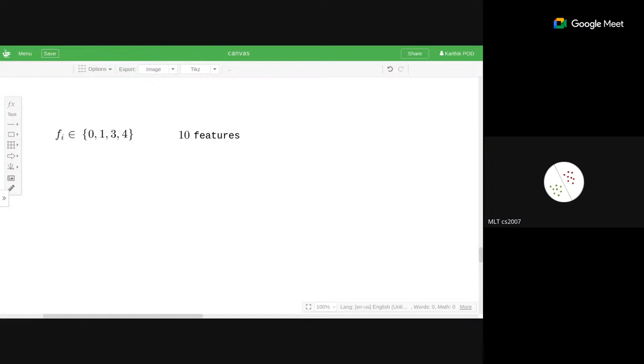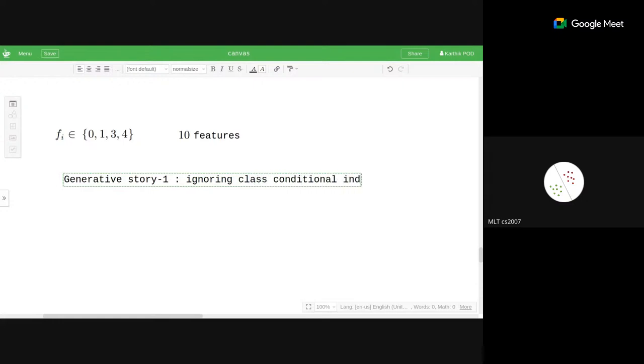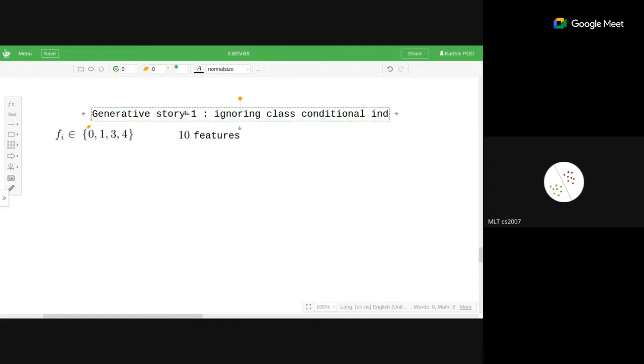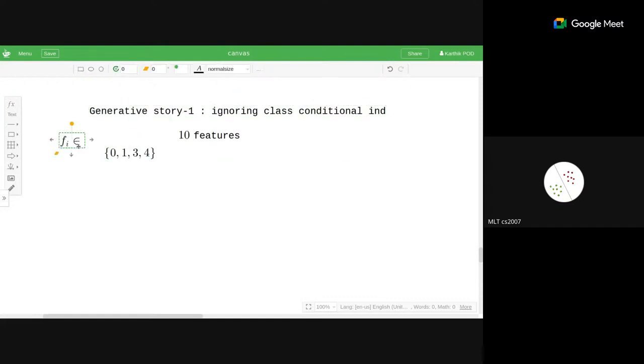Okay, so if you have to use the first generative story, generative story 1 according to the lectures, where we are ignoring the conditional independence assumption, which means the features are not independent given the class. So with this in place, can someone tell me how many parameters you would need?